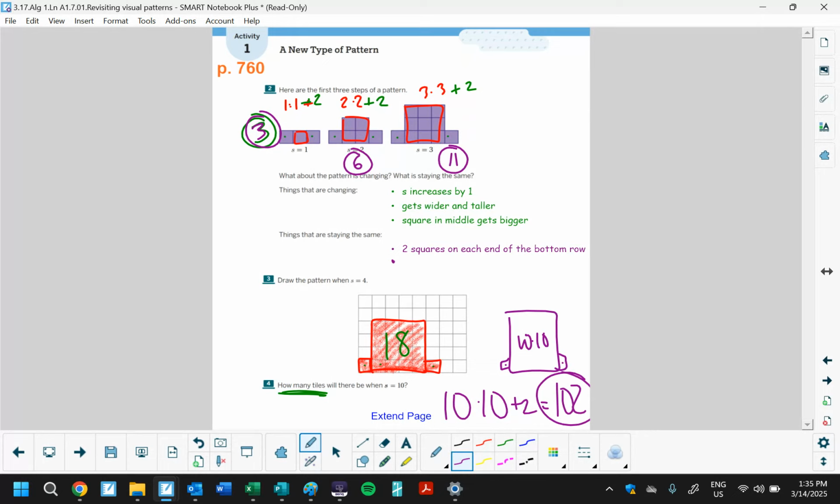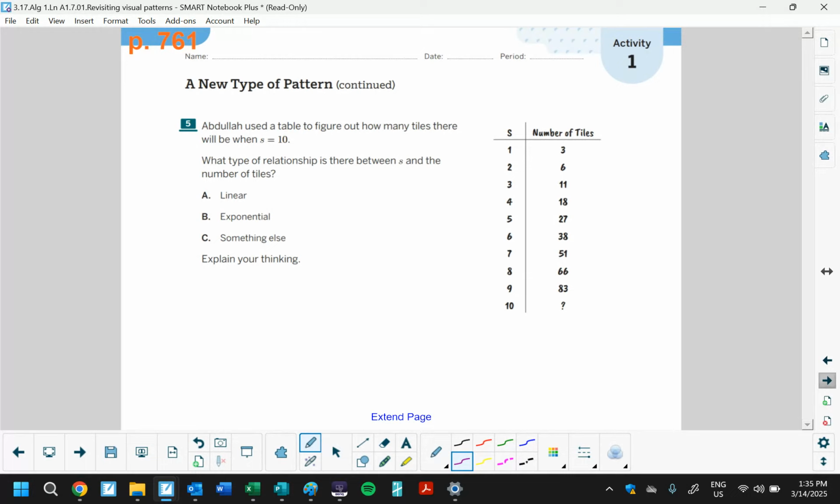Now, let's go ahead and keep exploring, shall we? Again, if you haven't taken a look at this, go ahead and pause your video, come on back when you're ready, and finish with number 5.